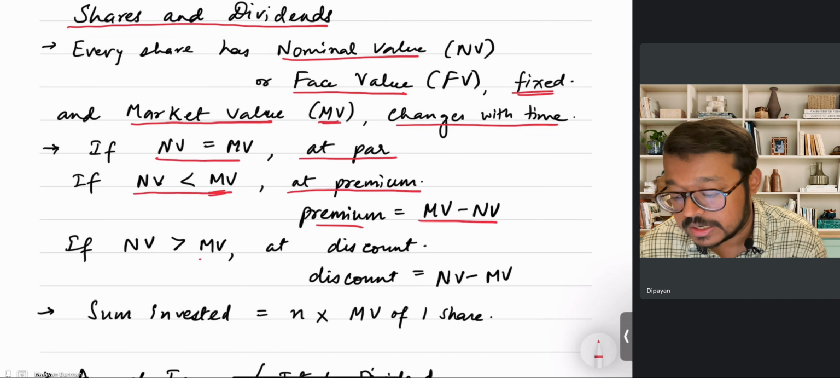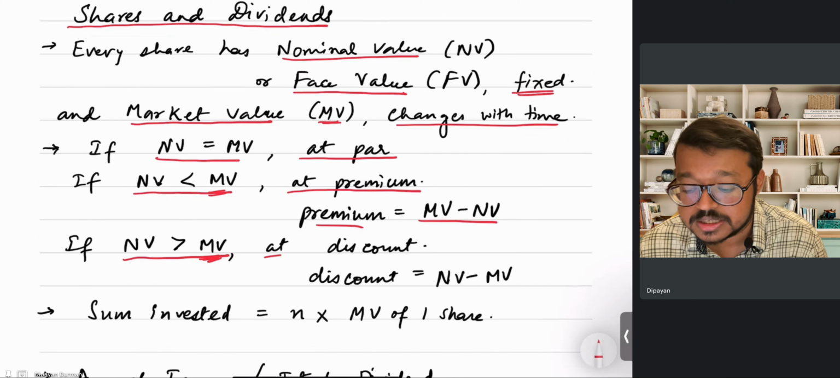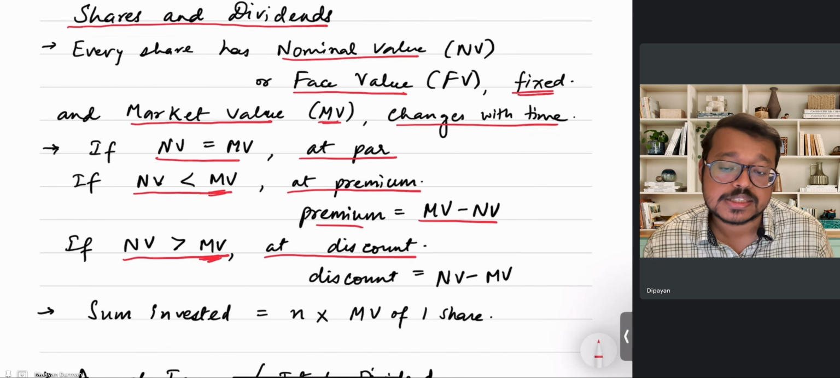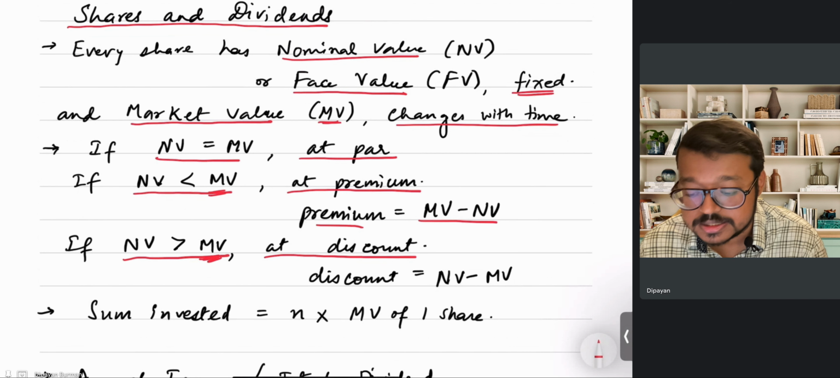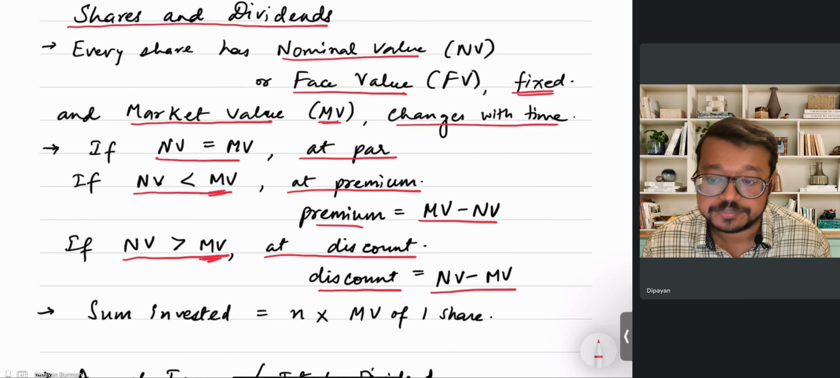But if the market value is less than the nominal value, or the nominal value is more than the market value, then we say the share is at discount. The market value is less, so it is at discount. And the discount value will be again the difference between nominal value and market value.